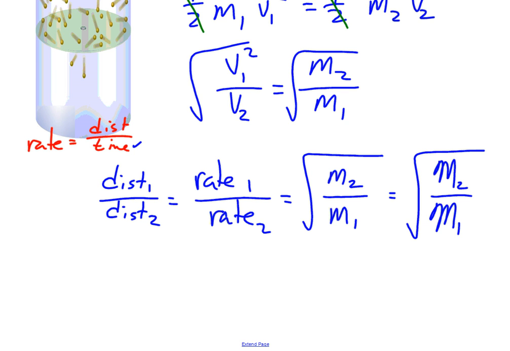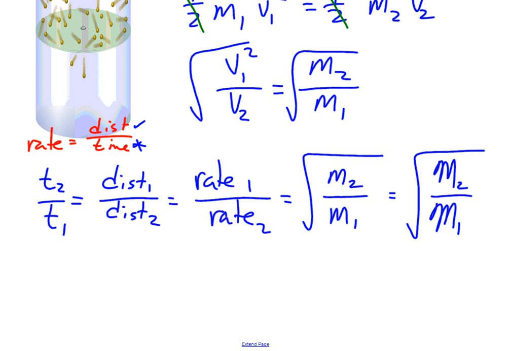We could also look at a standard distance. Suppose we had two different types of perfume, and we were looking at how fast one perfume got across the room compared to the other. In that case the distance would be constant and we would be looking at the time. The rate would be inversely proportional to the time, so we would flip things over. We'd have the time that the second gas took to diffuse divided by the time it took for the first gas to diffuse.